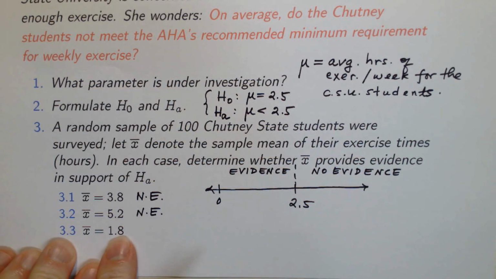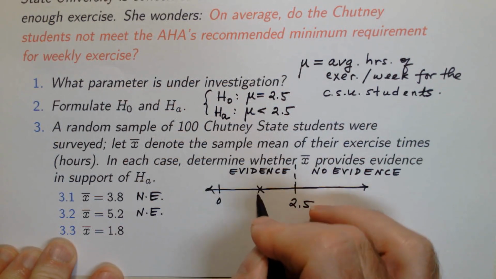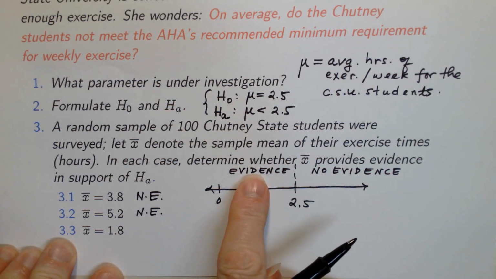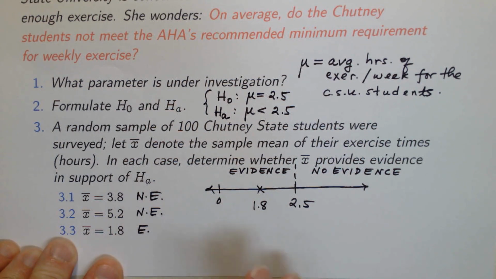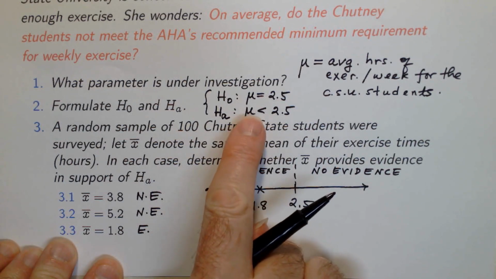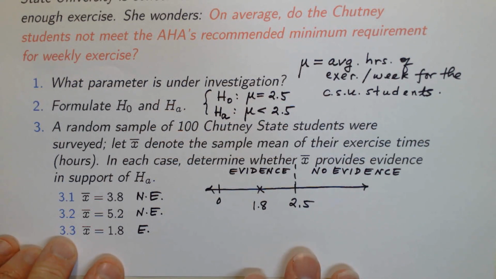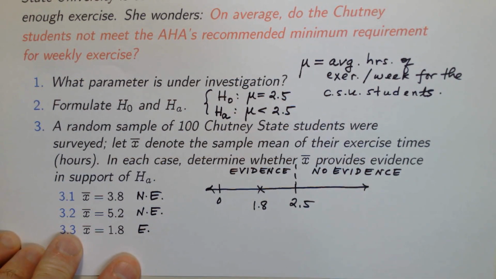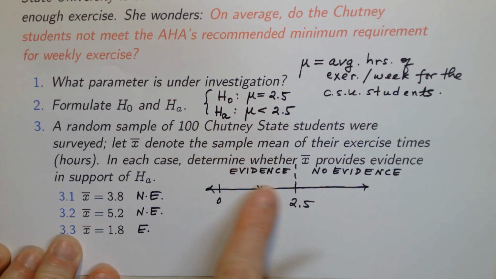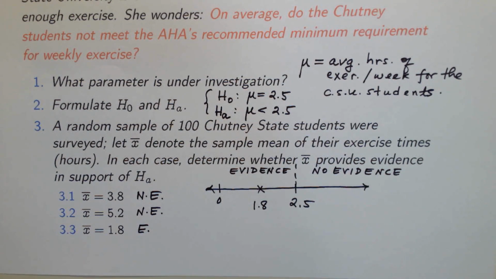Well, what about 1.8? We would find 1.8 over here, and we would say that does provide some evidence. Now, whether that's strong evidence or weak evidence is to be determined, but at least it's pointing in the right direction. It's some evidence in support of the alternative hypothesis. So 3.8 and 5.2 are both on this side of 2.5. No evidence associated with those X bars. 1.8 is to the left of 2.5. There is some evidence in support of the alternative hypothesis for that value of X bar. Okay, let's look at the next problem.